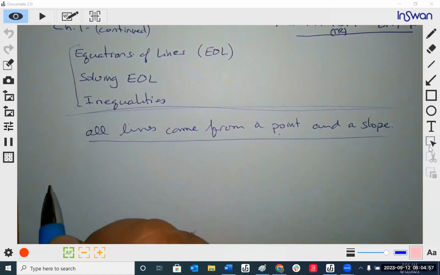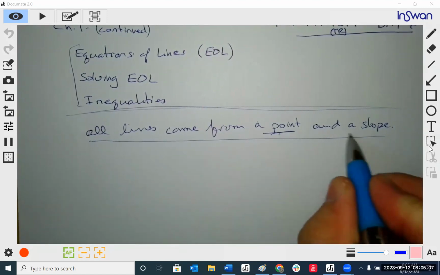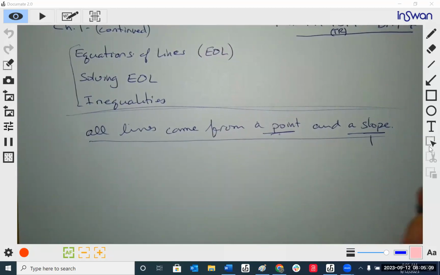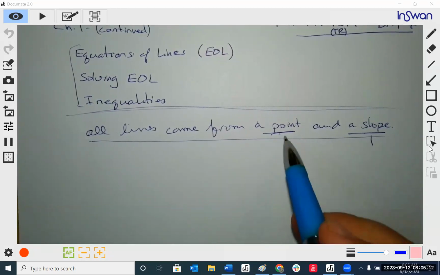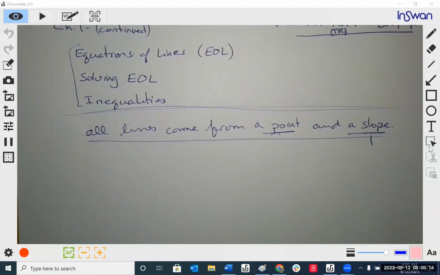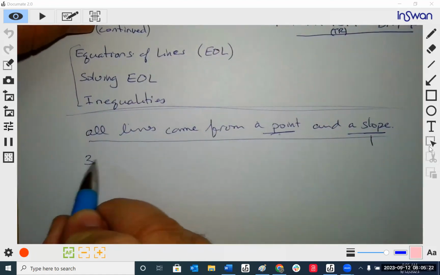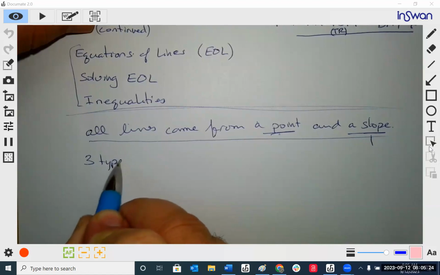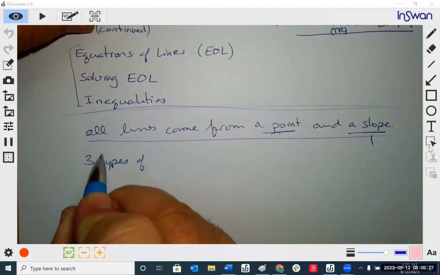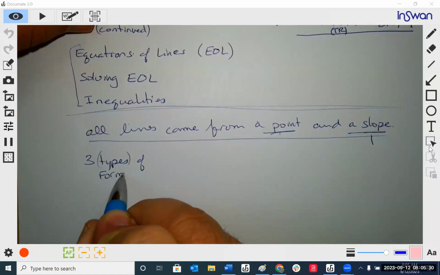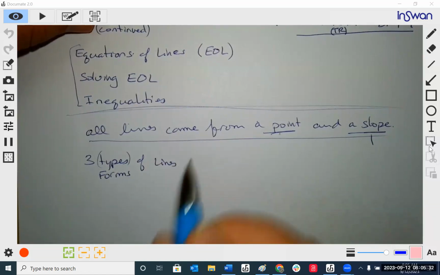So if I give you 2 points, what would you do first? Nope. I'm finding equations, not graphs. Remember? Exactly. Because if we had 2 points, we could find the slope. Now we have the basic information. We have a point and a slope. So that's why this is the basics. There are 3 types, or instead of types, I could say forms of lines.